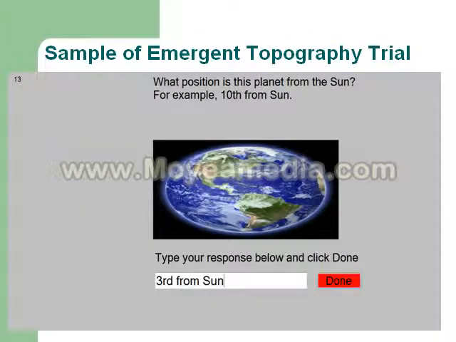This slide shows an example of an emergent topography testing trial for typing responses. The contextual cue used is the position from the sun, with an example of a correct answer below it, and then the A stimulus and a blank text box are shown, which the correct response is a C stimulus comparison. Without the contextual cue, B stimuli responses would also be deemed correct.